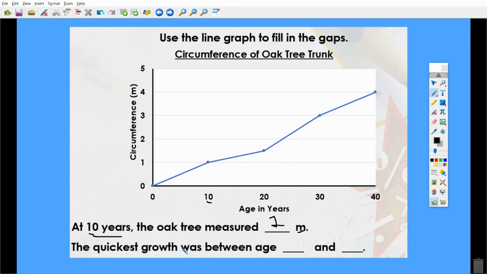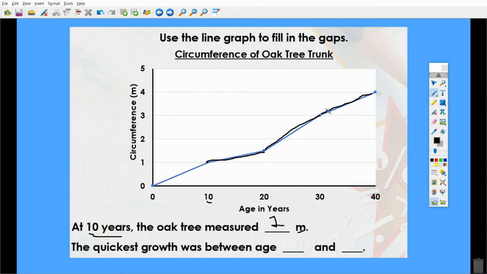The quickest growth was between which ages? Now, between 0 and 10, it only grew 1. Between 10 and 20, it only grew, it's in the middle of 1 and 2. It only grew 1.5. Not even that, 0.5. And then look at this growth here. It climbs, doesn't it? It climbs really steeply. And then up here, it only moves one line. So that one only moves one line. That one moves half a line. That one moves a line and a half. And then that one moves one line as well.